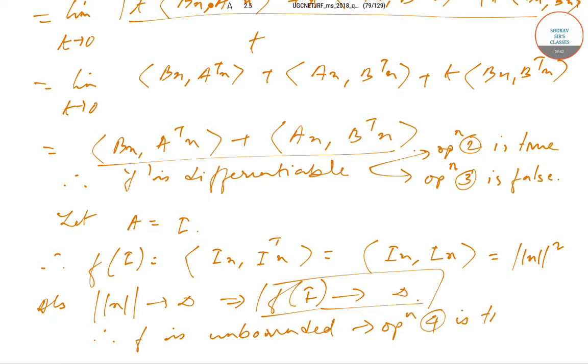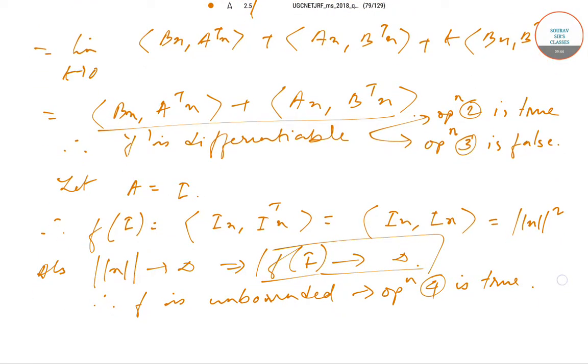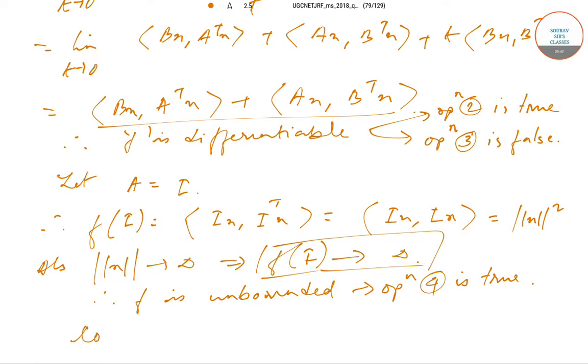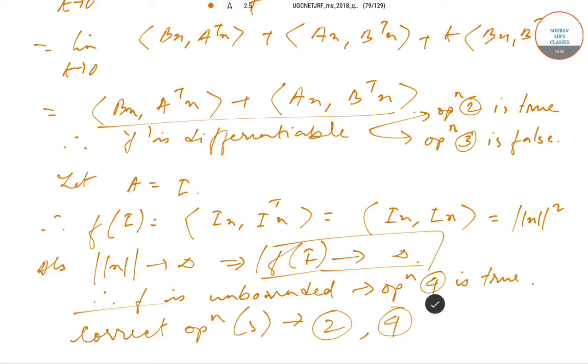And if f is unbounded, that implies option 4 is true. So the correct options are as follows. Option 1, which said f is linear, is false, so that is gone. Option 2, which says f is differentiable, is correct. Option 3, which said f is continuous but not differentiable, is incorrect. And option 4, which said f is unbounded, is true. So the correct options are option 2 and option 4.